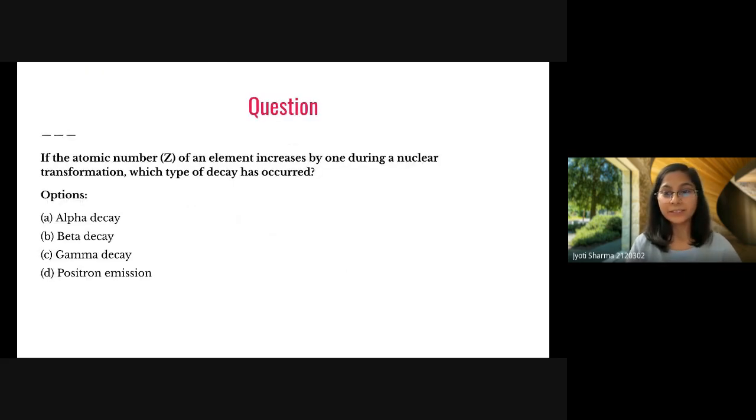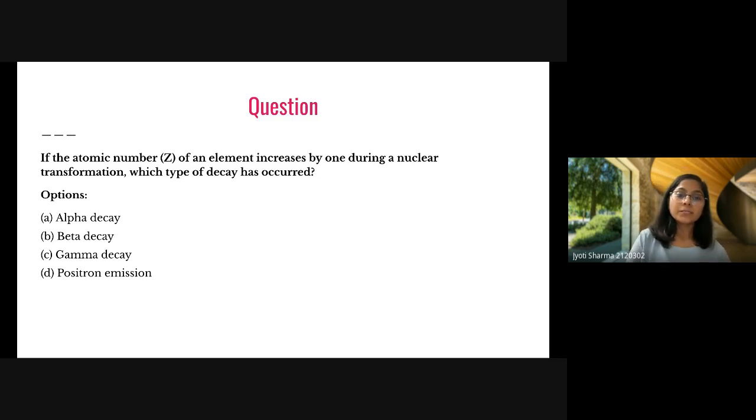A very basic question, and I think you should give me the answer for this. If the atomic number Z of an element increases by 1 during a nuclear transformation, what type of decay has occurred? Alpha decay, beta decay, gamma decay, or positron decay?